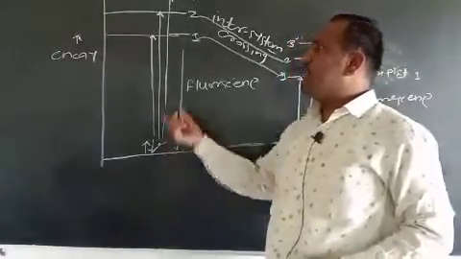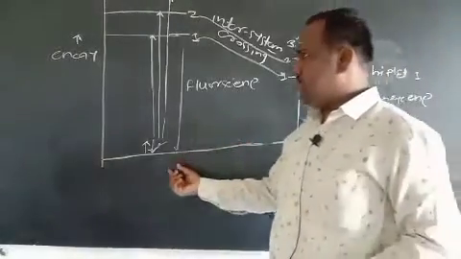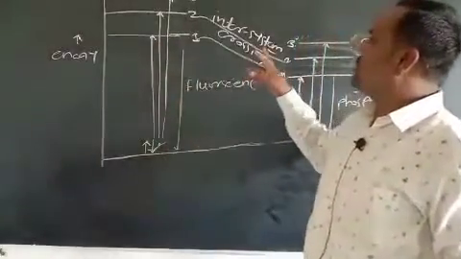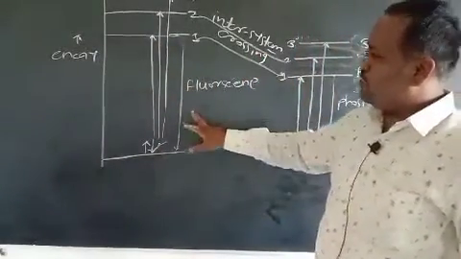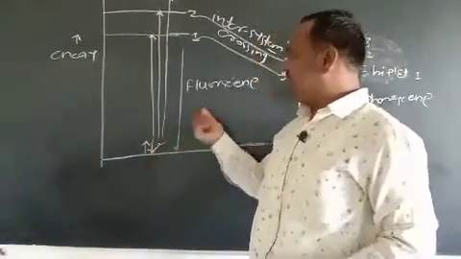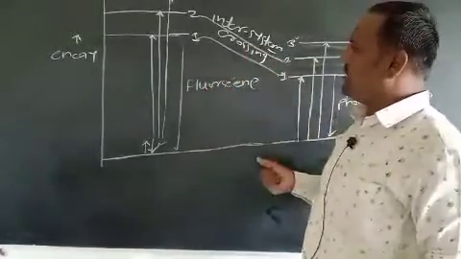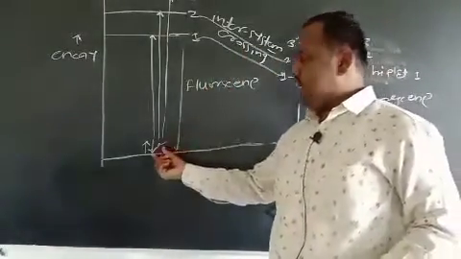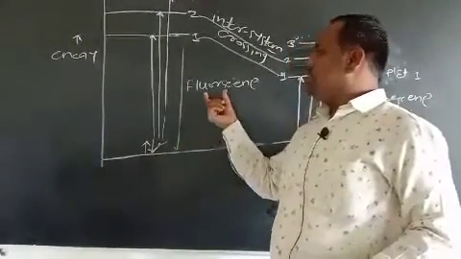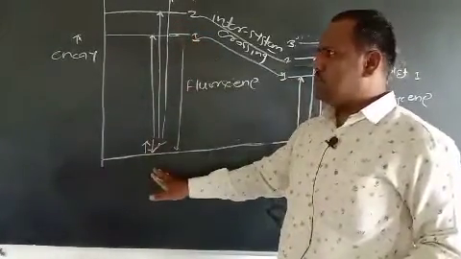The Jablonski diagram consists of the excited singlet state, the excited triplet state, then the ground state, and it also consists of internal conversion, inter-system crossing, fluorescence, and phosphorescence. One by one we discuss all these points: what is fluorescence, what is phosphorescence, what is internal conversion, what is inter-system crossing. Fluorescence: when atoms go into the excited state and return to the ground state with emission of radiation, the process is called fluorescence. Fluorescence generally occurs from the excited singlet state to the ground state.